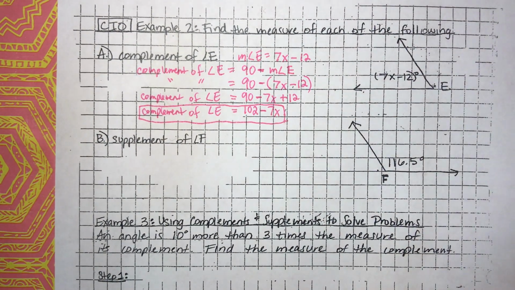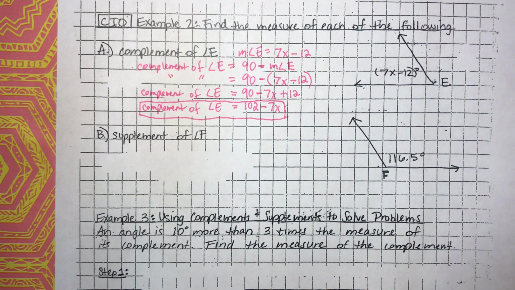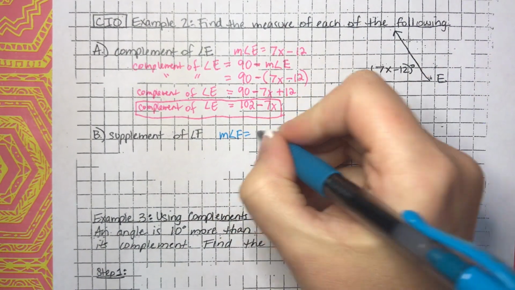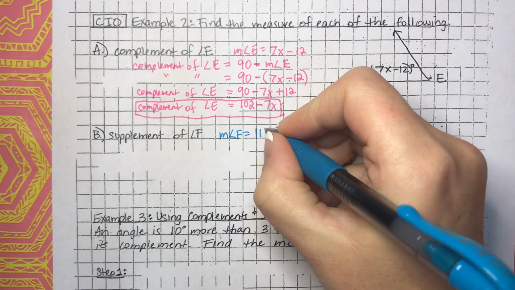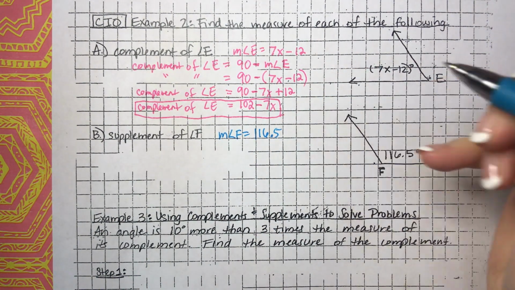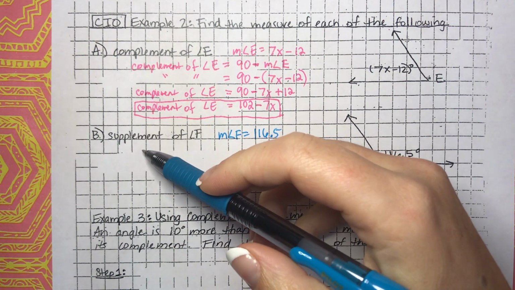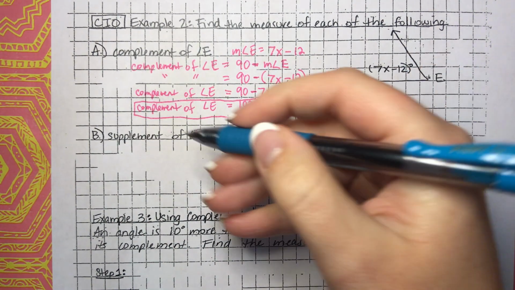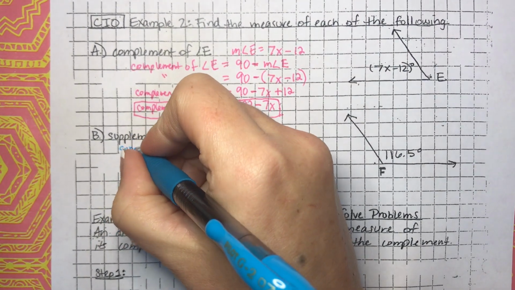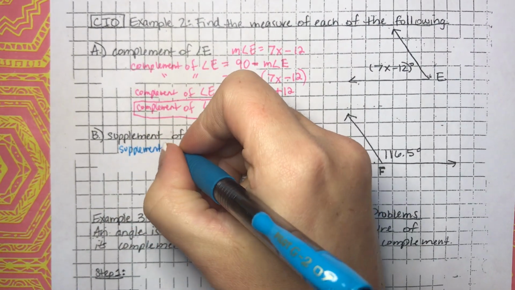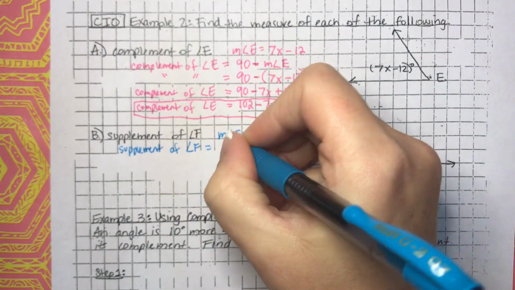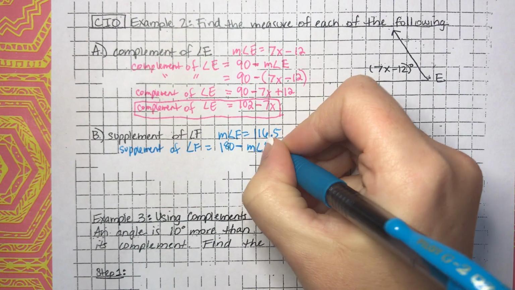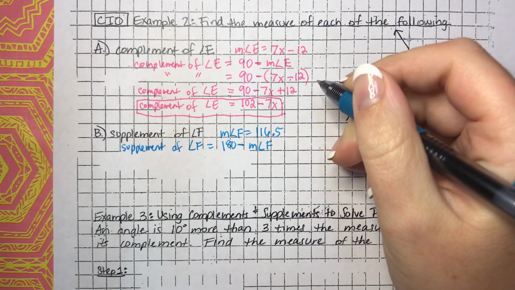Okay, let's move on to the supplement of angle F. So here we have angle F. Well, what is angle F? Well, measure of angle F is equal to 116.5 degrees. All right, so it's supplement, which means it's going to be two angles that add up to 180. So to find the supplement of angle F, we're going to take 180 and subtract it from the measure of angle F. Make sure that you have this in symbols.